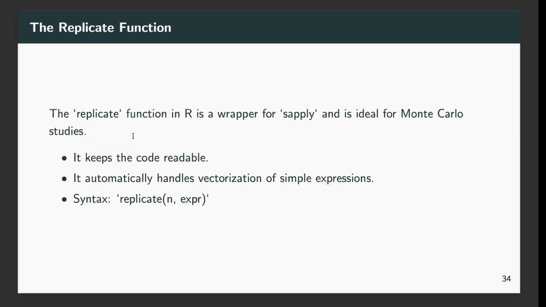The replicate function of R, replicate of n and then the expression, is called a wrapper, especially when we apply the sapply function. It evaluates the expression n times, and then it collects the results. So basically this is what is meant by a vectorized loop. There are several advantages of using this compared to the loop functions that we covered before.